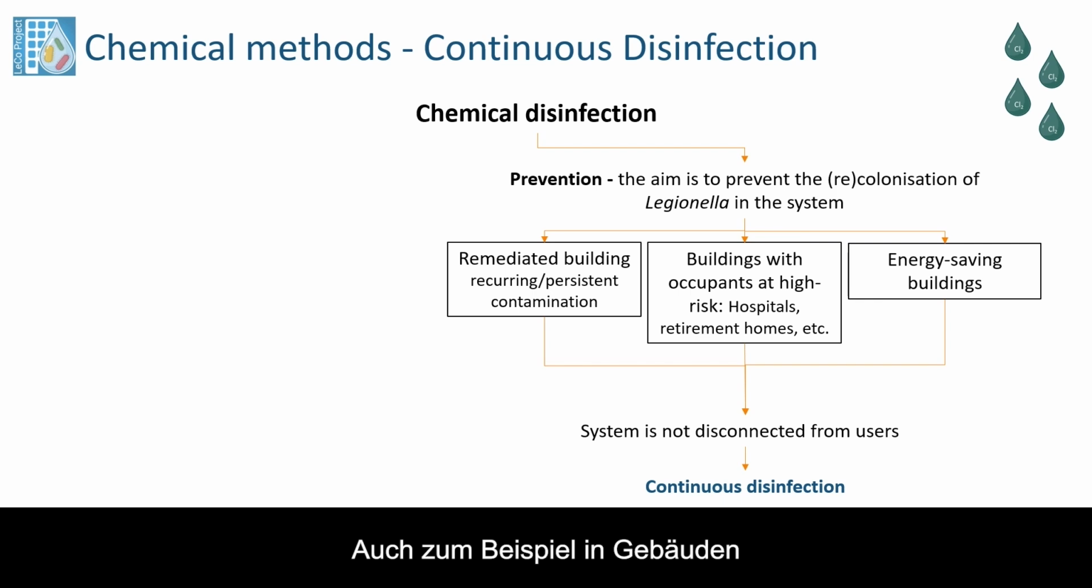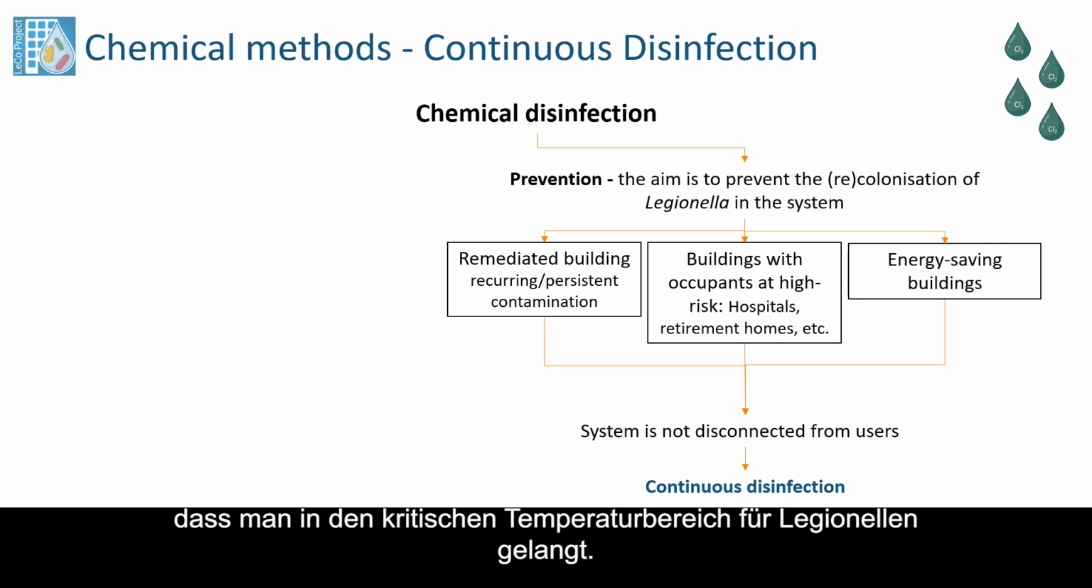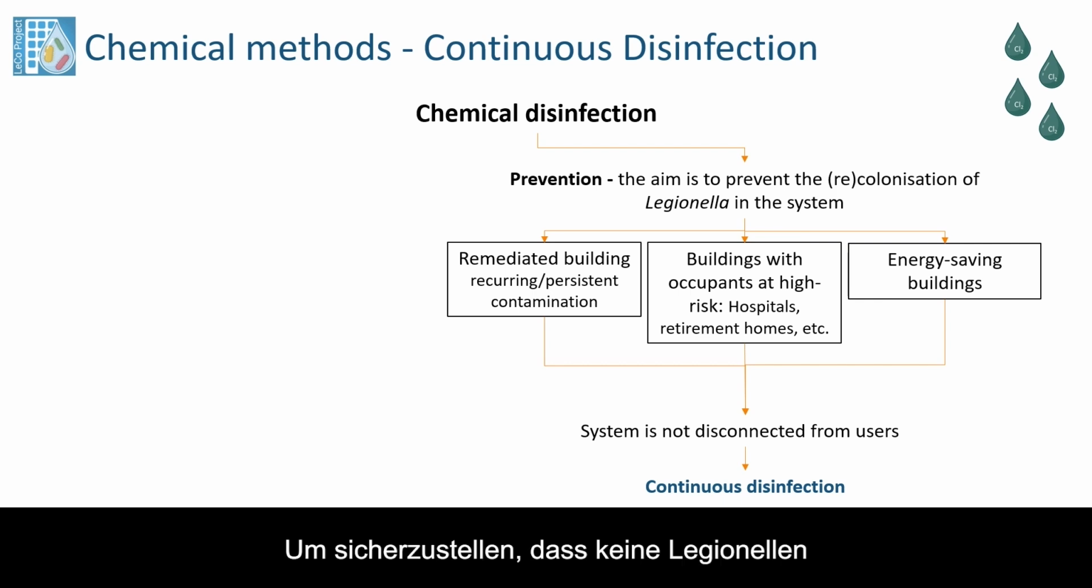It is also used, for example, in buildings with occupants at high risk, such as hospitals or retirement homes, or in energy-saving buildings. This is a highly discussed topic, but in energy-saving buildings, the aim is to save energy, and one part is reducing or lowering the water temperature of the system, but this can drop into the Legionella critical range. So to be sure that there is no Legionella growing in the system, another strategy needs to be applied, and often continuous disinfection is chosen.